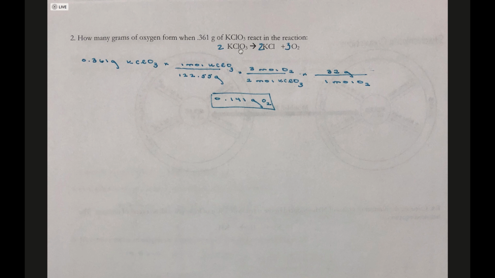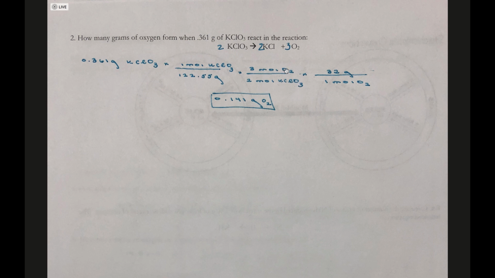Now I start with my given 0.361 grams of potassium chlorate. I know I'm going to want to get into grams of oxygen. And so the first thing that I'm going to do is go from grams of potassium chlorate into moles of potassium chlorate. Okay, notice all of the units that I'm sharing. Then for moles of potassium chlorate, I want to get into moles of oxygen. So I'm going to put moles of potassium chlorate on bottom, moles of oxygen on top. Then I'm going to do one more step because I want to get into grams of oxygen.